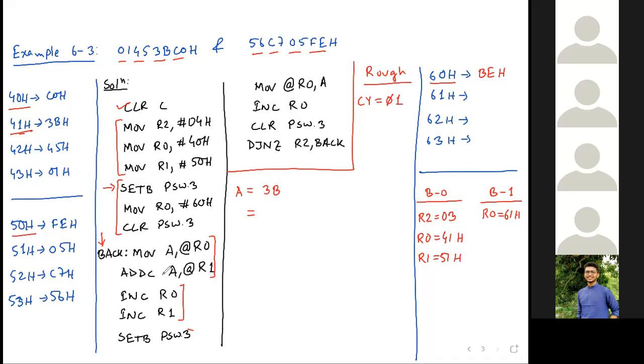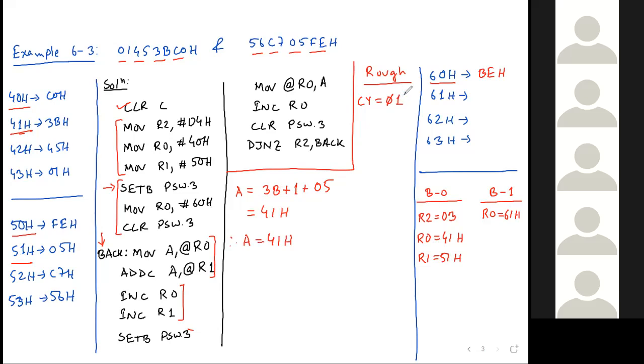Then we are writing add carry A comma at the rate R1. That means with 3B, my carry will be added. What is the value of carry? 1. With this, the content of the address held by R1 will be added. So what will be the other number? 05. Definitely, very simple. See, R1. So you go to R1, you see the value of R1 is 51. You go to 51, the number is 05. So 05 will be added. So if I add these three numbers, what is my result? 41H. That means my accumulator will contain 41H.